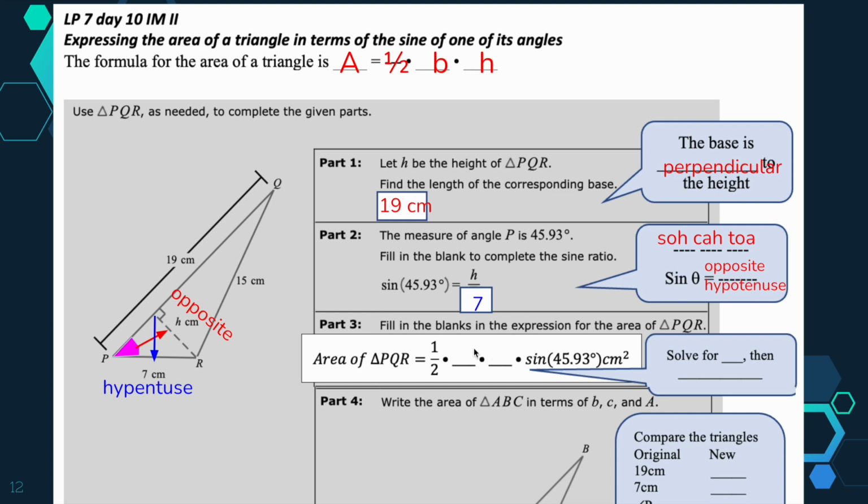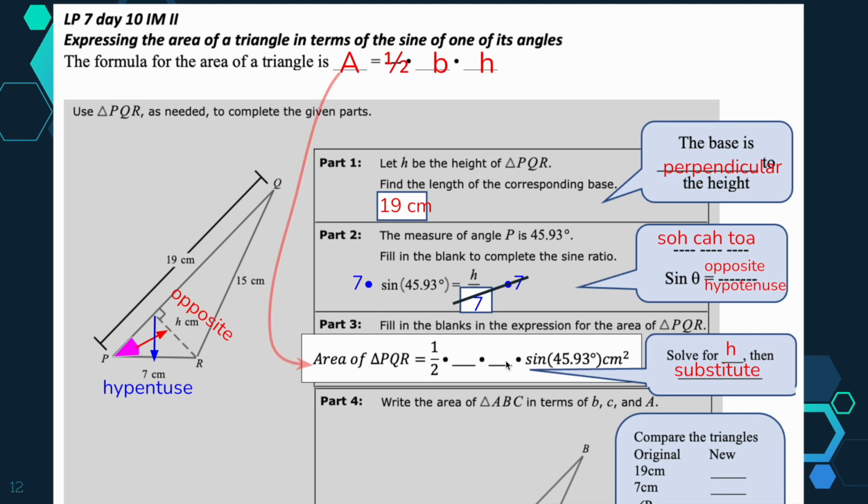Now I think step 3 is the one that makes the bigger jump. It says fill in the blanks in the expression for the area of triangle PQR. Remember, area is 1/2 base times height. If we just found out the base was 19 centimeters, then 19 is going to go in here, right? But what they do here is they jump ahead a little bit. They take this piece here and solve for H, and then substitute it in here instead of height. So we want to multiply by 7 on both sides, so the 7s will cancel, and that's where they get this little expression here.